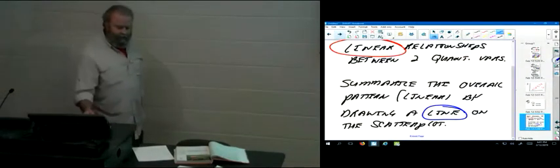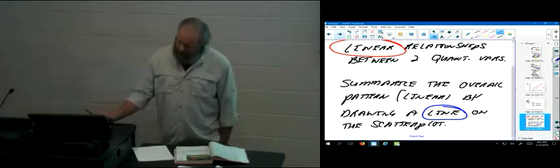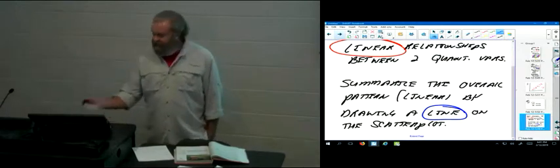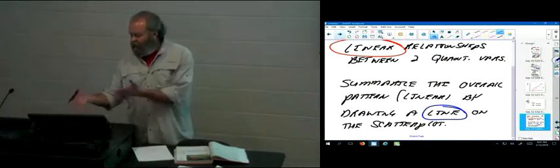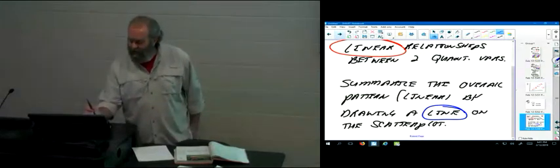Okay? Now, here's my thought with these regression lines. This line we're going to put on here, this line I want to draw on here, is called a regression line.